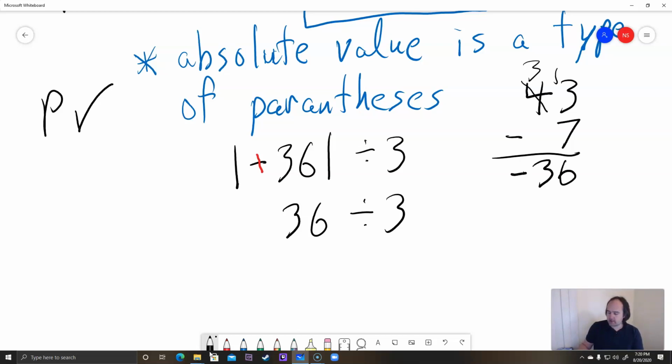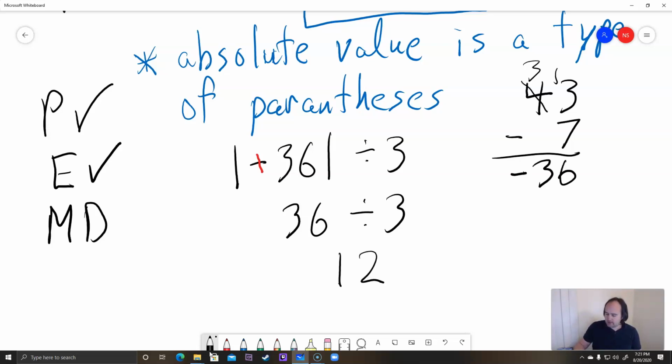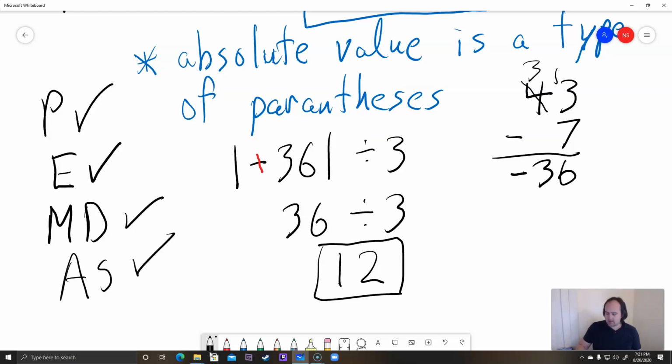Okay, and then for the rest of the problem, we don't have exponents, so we don't have to worry about that. All we have left to do is this division. So that's our multiplication and division step. So 36 divided by 3 is actually 12. Okay, so our answer is going to be 12. All right, we didn't have any addition and subtraction, so we didn't have to worry about that. Okay, cool. Very cool.